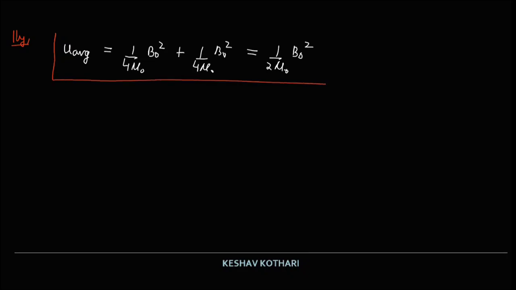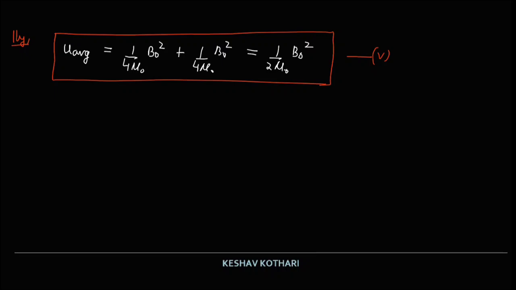In terms of magnetic field, it will come out as 1 by 4 mu naught B naught square plus 1 by 4 mu naught B naught square, that is equal to 1 by 2 mu naught B naught square. So we are terming this as equation number 5. To obtain this we have just substituted E naught is equal to C B naught, and epsilon naught is equal to 1 by mu naught C square. So if we do these two substitutions, then we get this fifth equation.